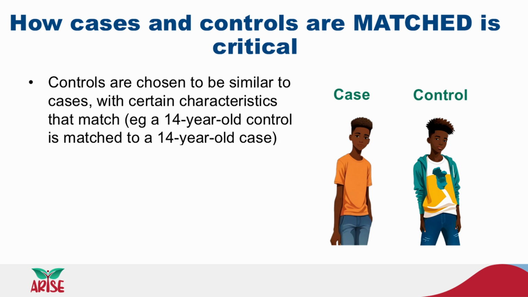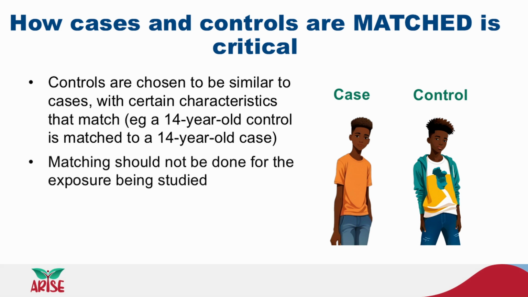Cases are individuals who have the outcome of interest. In our example, a respiratory condition, while controls are individuals without the outcome. Control adolescents are chosen to be similar to cases with certain characteristics that match. This may be done using gender and age or other characteristics. For example, a 14-year-old female case is matched with a 14-year-old female control. Matching should not be done for the exposure being studied. So in our example, we don't match those who don't vape in the case group with those who don't vape in the control group. This is the possible association you're trying to study.